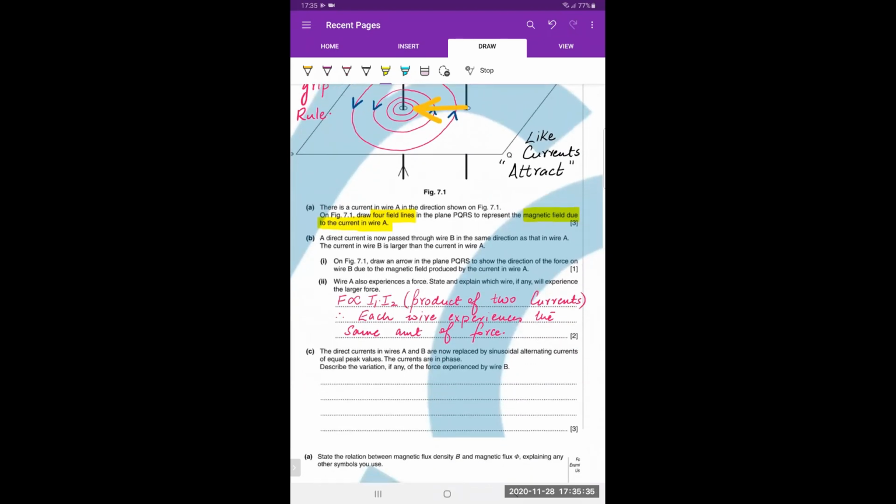The direct current is now replaced by alternating current of equal peak values. The currents are in phase with each other. So now the direct current has been replaced by alternating currents, and both currents are in phase with each other. Describe the variation, if any, of the force experienced by the wire B.